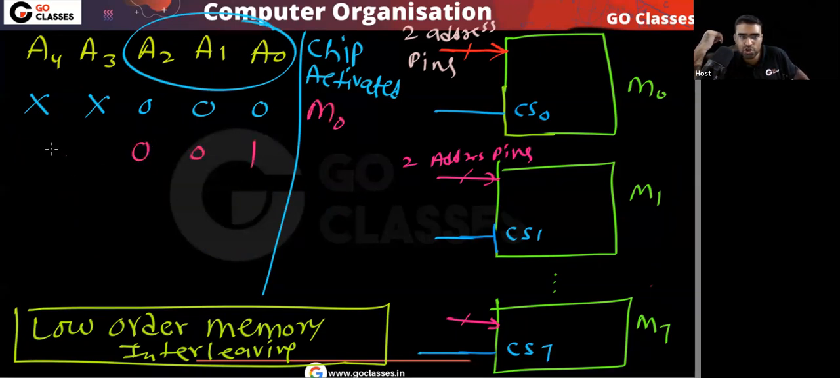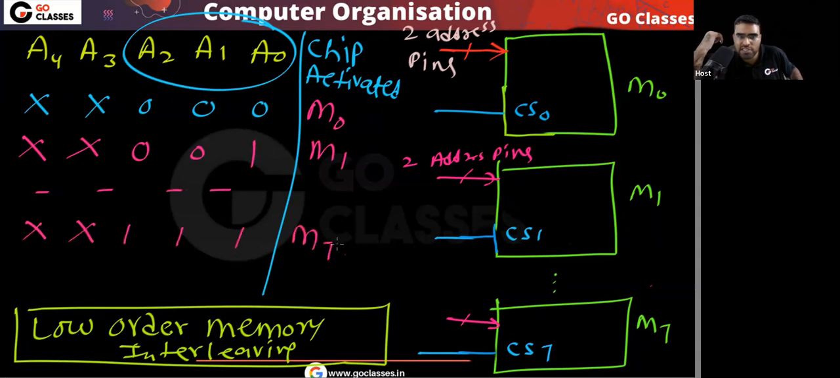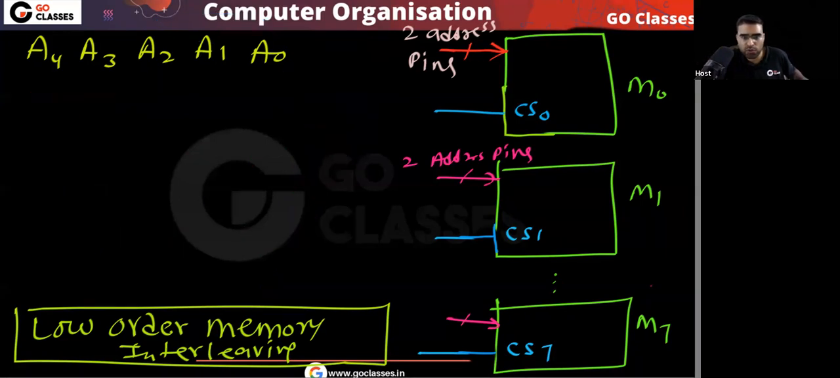Similarly, if this is 001, this can be anything, this can be anything, M1 will be activated, and so on. This can be anything, this can be anything. If this is 111, then M7 will be activated. So this is the idea. I hope you understood. Now, which type of question can they ask you?